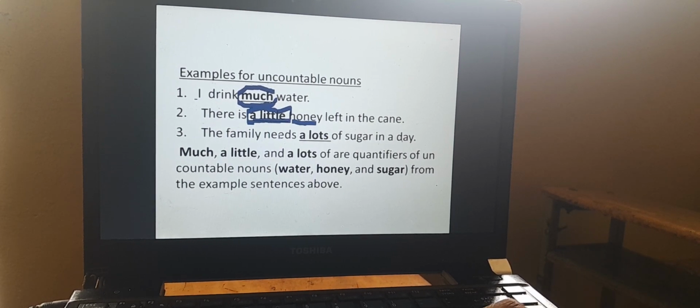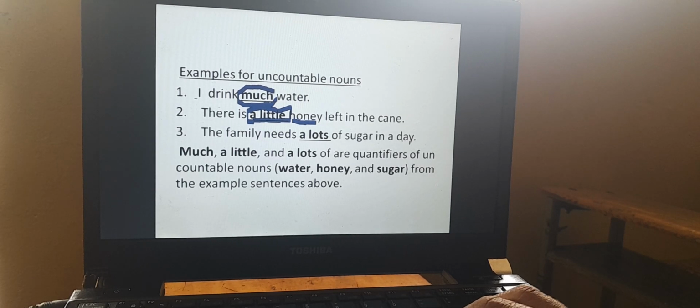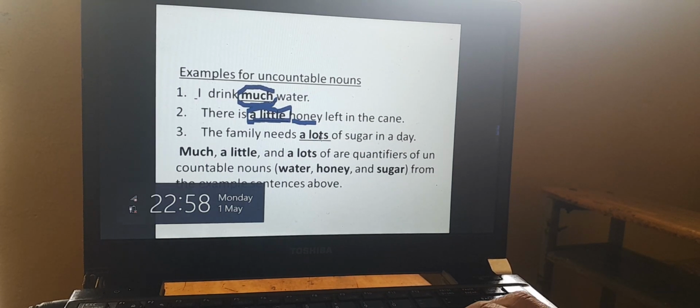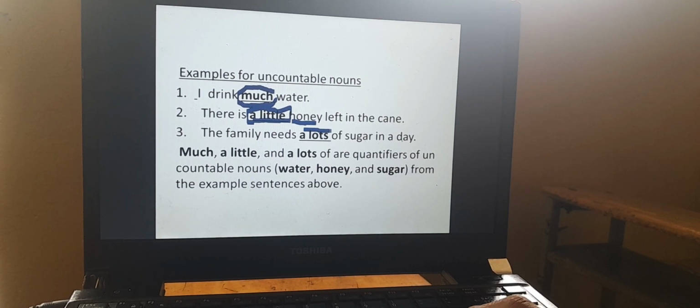The family needs a lot of sugar in a day. So this lots of is a quantifier that can be used to express the uncountable noun sugar.